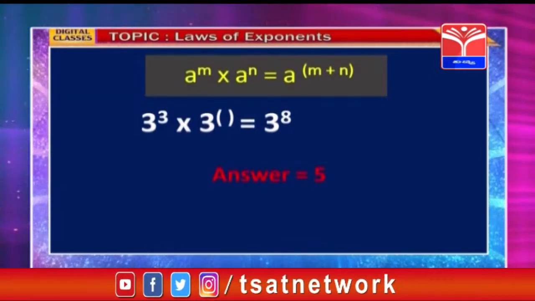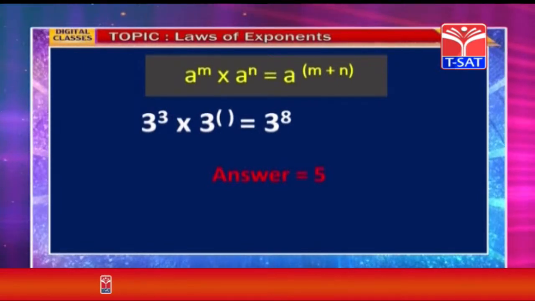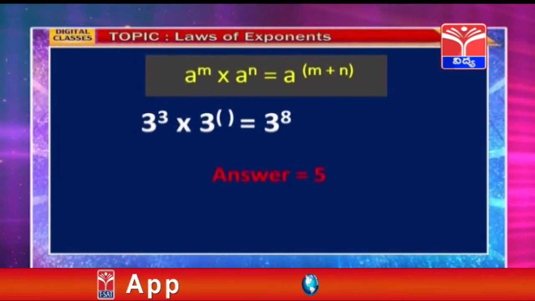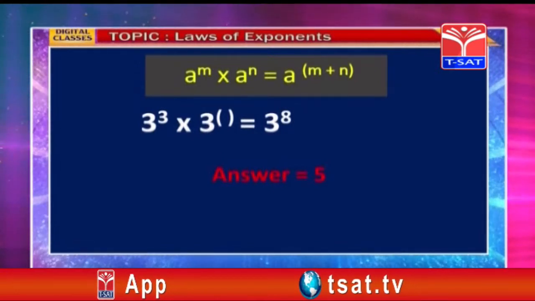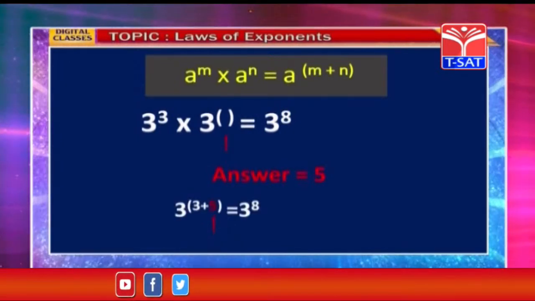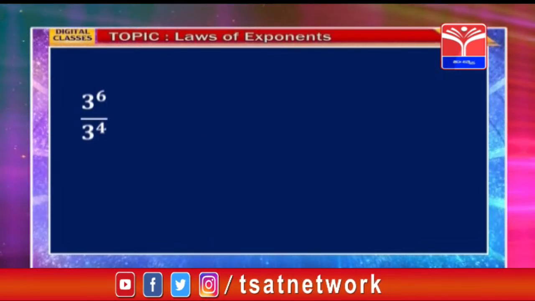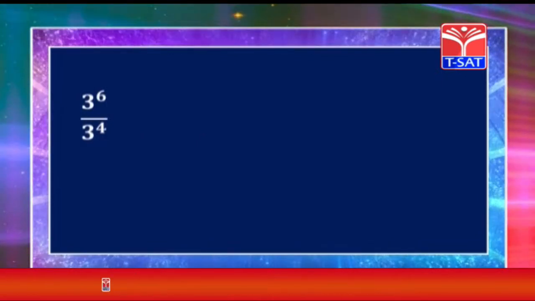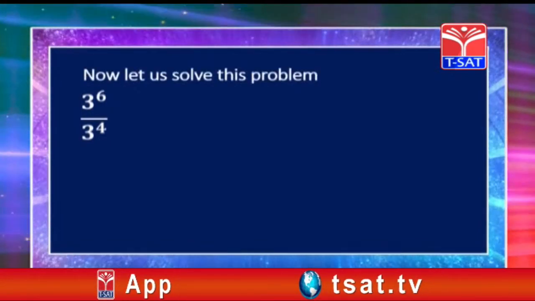When we add this 5 with 3, you will get 8. So according to the first law, a to the power of m into a to the power of n is equal to a to the power of m plus n. So the powers are added up like this. So 5 should be there. Now look at this problem. There is a division in between these two exponents. Now let us solve this problem.